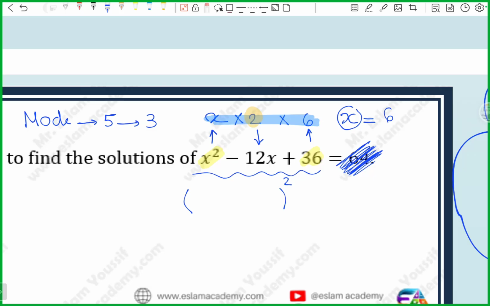How can we write it inside the bracket? We said the answer is equal to 6, so to write it inside the bracket, we use the inverse operation. So (x minus 6) squared is equal to 64. Do you have a problem until now?